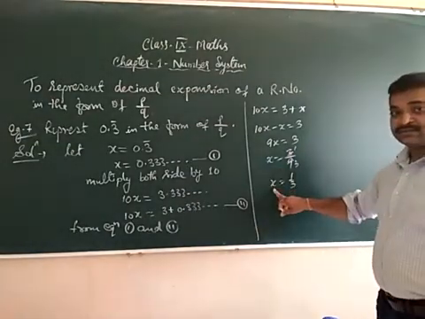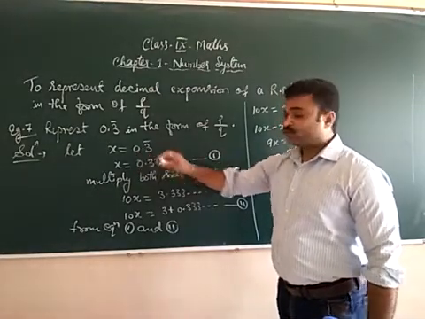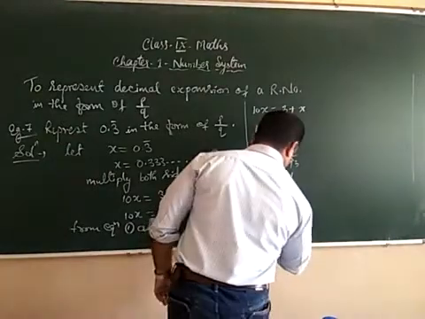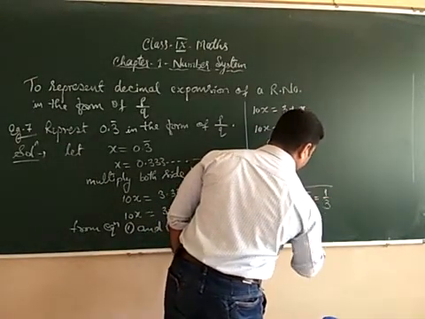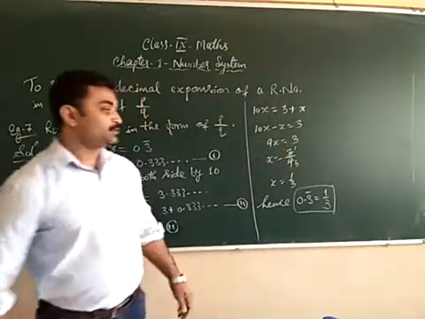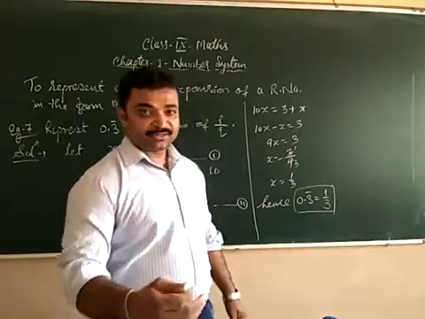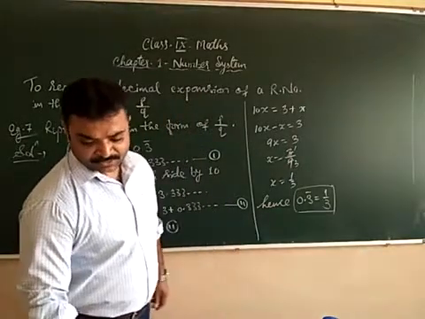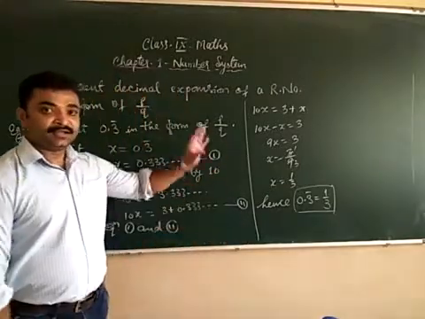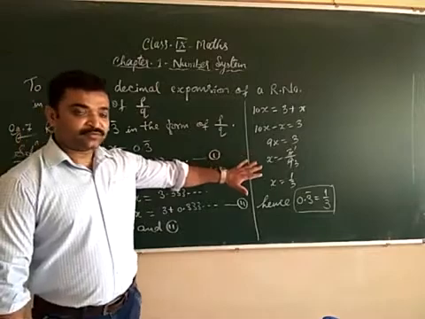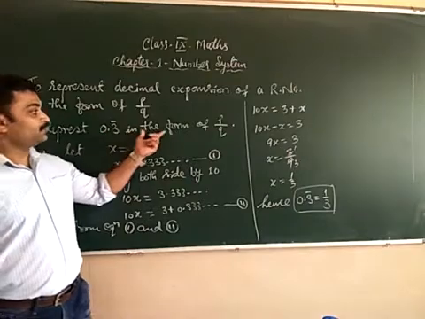So what is our x? Actually x is equal to 0.3 bar. So hence we can write 0.3 bar is equal to 1 upon 3, which is our representation in the form of P upon Q. We will take another example. Example number 9. Here I want to clear once more. Represent 0.3 bar in the form of P upon Q.